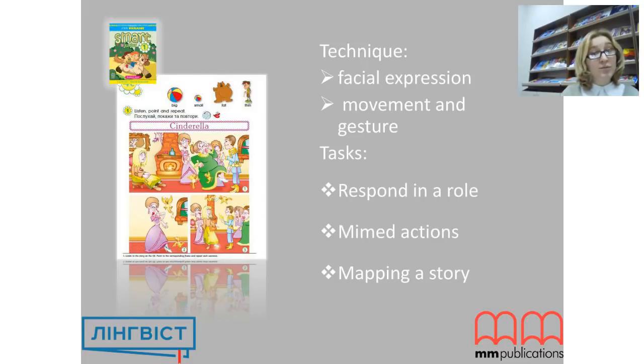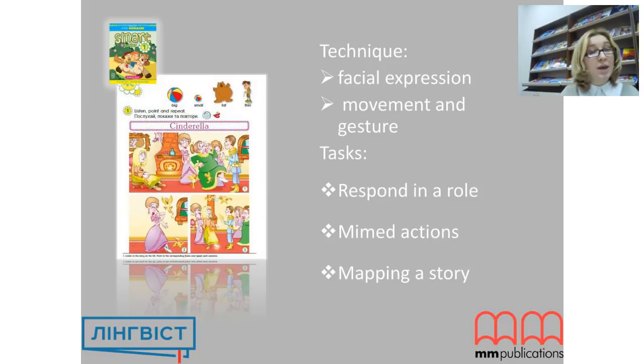So you may ask them, give me the answer, yes, as a Cinderella. So I'm telling you something, and you respond. Then also it might be mimed action. So the TPR approach is one of the basic things which we may use for the primary school kids when they need to show that they understand us. So they may respond using mimics or some movement.